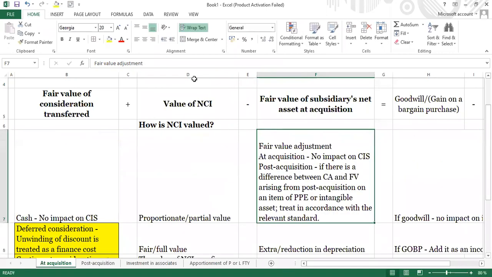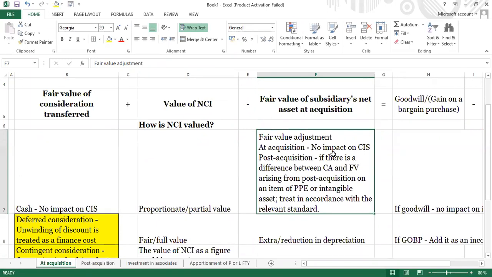For example, under IAS 16, when there is a revaluation, the standard will tell you that when there is a revaluation surplus, you take it to OCI. By so doing, it will affect your consolidated income statement and other comprehensive income. If it's an intangible asset, the same thing too. If there is a valuation deficit too, that one will affect profit or loss. I don't want to go too deep into other standards, but treat it according to the relevant standard.